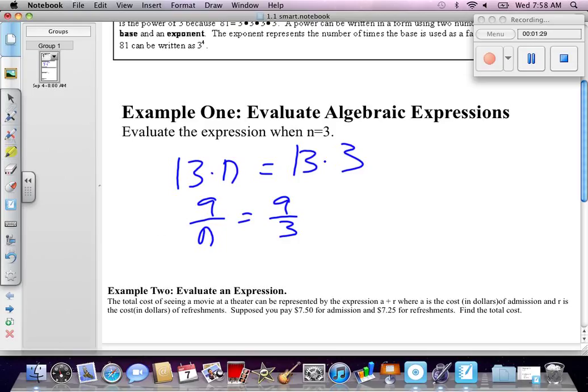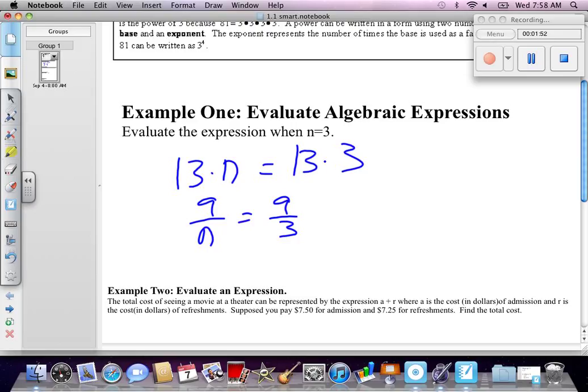Any questions about replacing the letter with a number? It says at the top, do you see where it says evaluate the expression when n equals 3? So that tells you whenever you see an n, you're going to put a 3 there. Okay. If it doesn't say that, you can't do it. But if it says that in the directions, then it makes your life way easier.